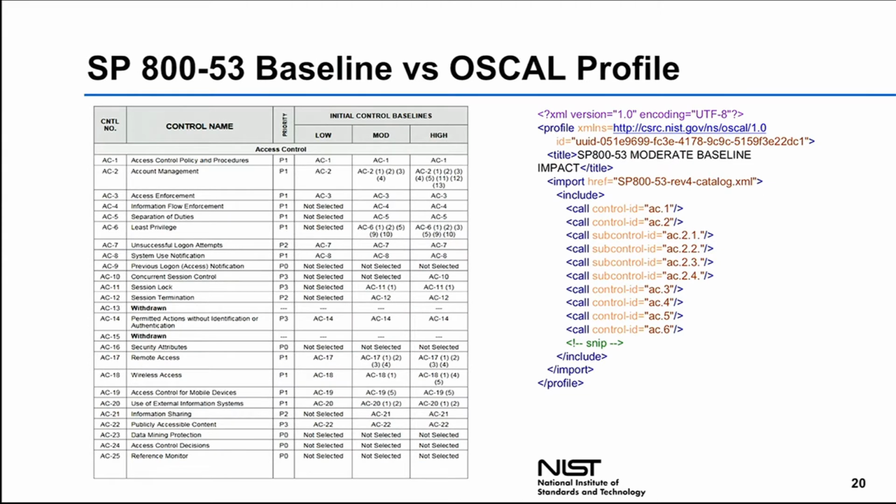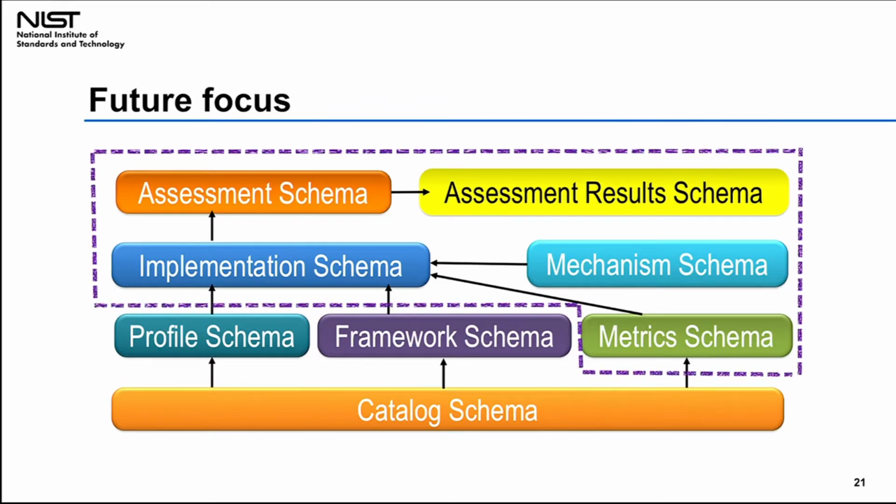This is an example of an OSCAL profile. So as you can see, this profile is importing the 853 Rev4 catalog, and it's selecting a bunch of controls within that catalog, establishing a baseline. It's also selecting some control enhancements, which we call subcontrols in OSCAL. So that's where we've been currently working.